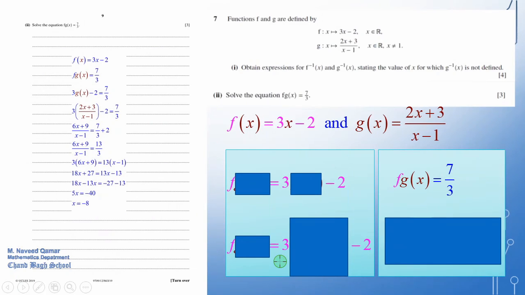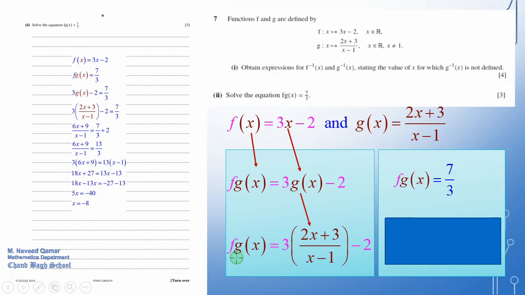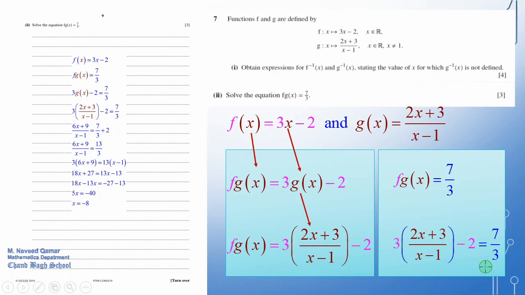In the second part of the question, we have to solve the equation fg of x is equal to 7 over 3. For this, consider f of x is equal to 3x minus 2. Now put x is equal to g of x. Now on the right hand side, put the value of g of x, and on the left hand side, put the value of fg of x, that is 7 over 3, to get this equation. Now by solving this equation, we have the value of x, that is minus 8, as required. The final answer of this problem.